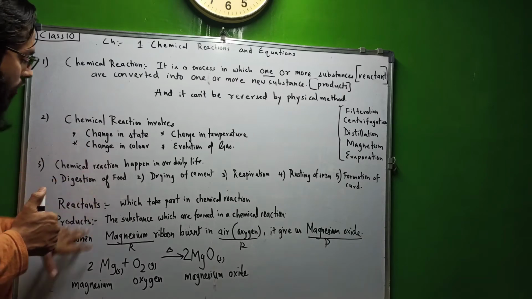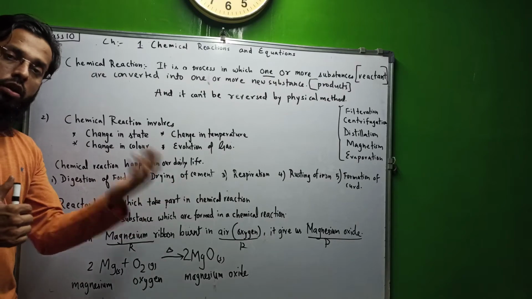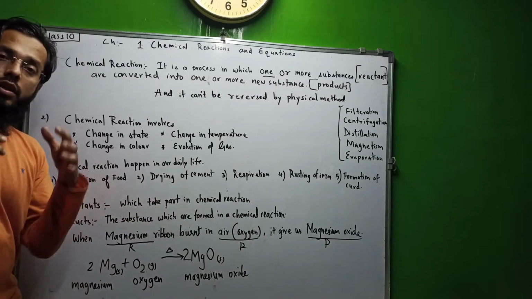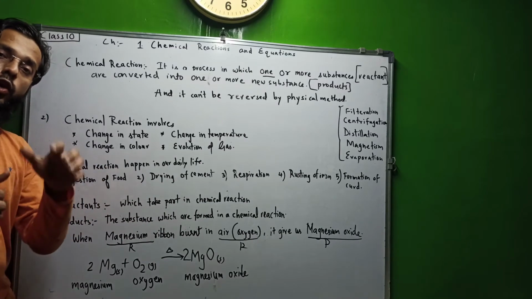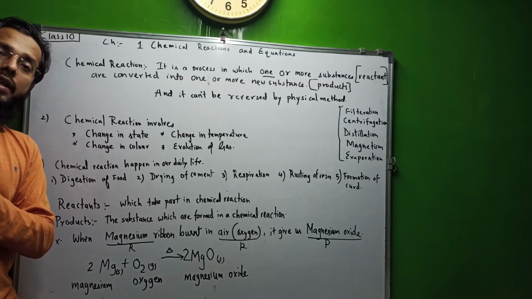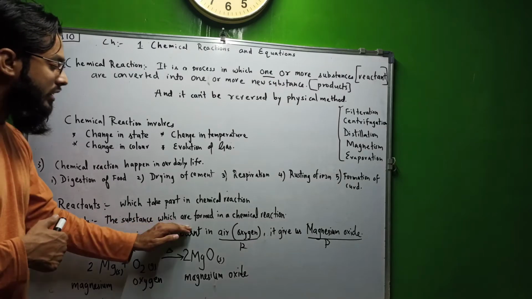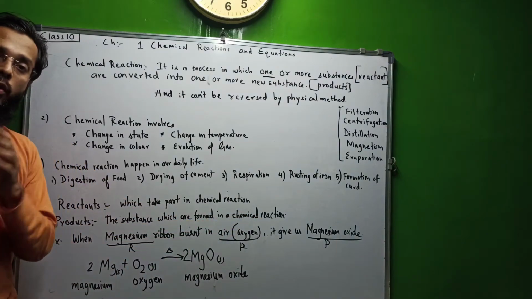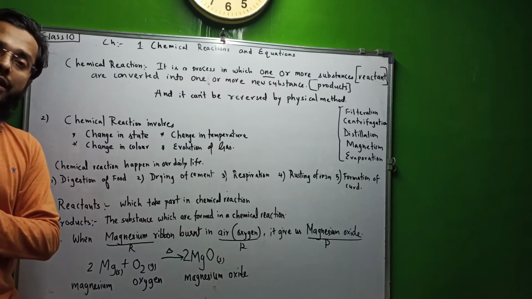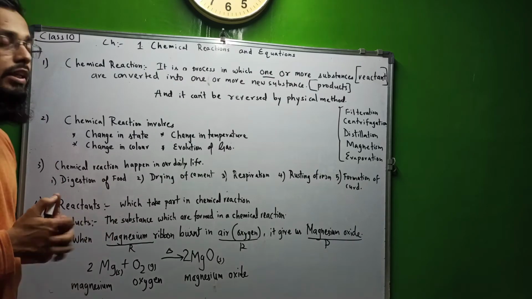Now, what does it involve? A chemical reaction always involves reactants and products. And now, what are reactants? The substances which take part in a chemical reaction and due to which new substances are formed are known as reactants. And product, the substance which is formed in a chemical reaction from A to B, the B is the product. So those substances which are taking part are known as reactants, and the substances which are formed are known as products.